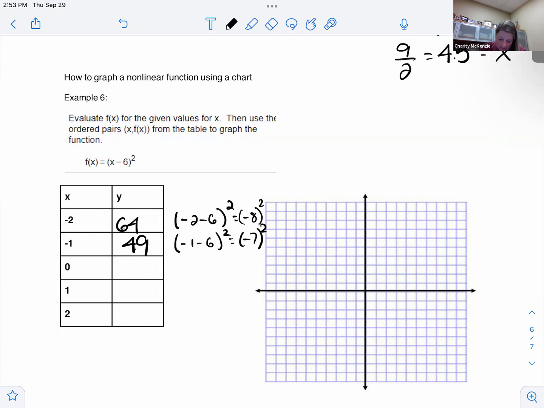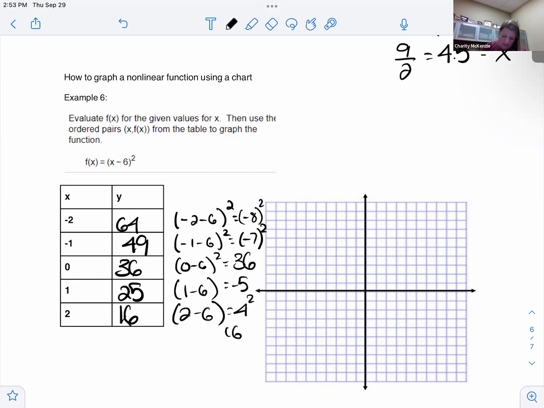Okay, then we're at 0. Well, 0 minus 6 is just -6, so -6 squared is 36. Okay, 1 minus 6 is -5. -5 squared is 25. And then 2 minus 6 is going to give me -4. -4 squared is 16. Oh, it's squares all the way down, right? So to graph this, -2, positive 64.